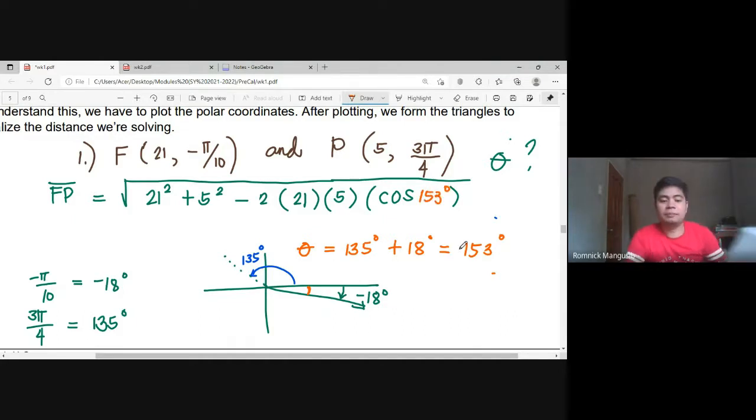And take note, the angle provided is in degrees, so you have to move the mode of your calculator into degree mode. Okay, number 1 rule ulit yun. So you have now to simplify square root of 21 squared plus 5 squared minus 2 times 21 times 5 times cosine of 153. And this provides us the answer that is the frequent answer of the majority. The answer is 25.56 degrees.